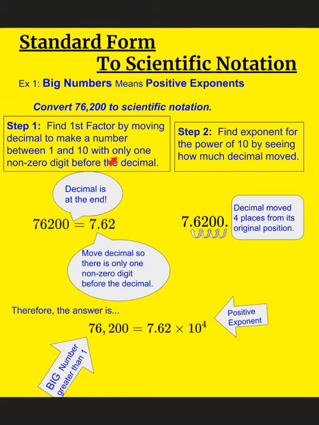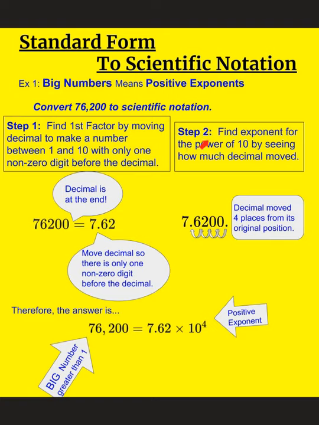1 and 10 with only one non-zero digit before the decimal. So if we have 76,200, we're going to move our decimal. You don't see one here, and that's because there's that decimal at the end. So if the decimal's at the end, we want to move it between the 7 and the 6, because 7 point something is between 1 and 10, and then there's only one non-zero digit before the decimal. That will give you then 7.62. You can drop off those zeros at the end.